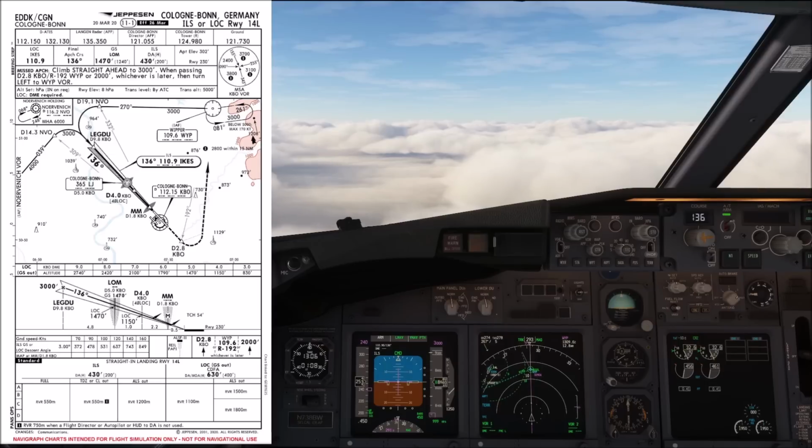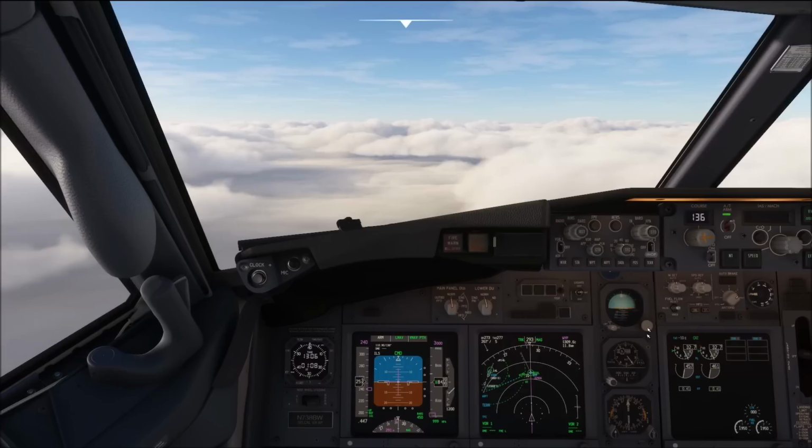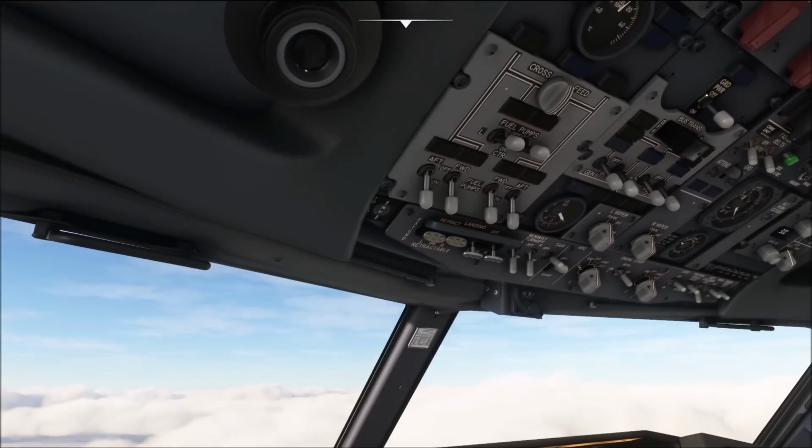And here is the approach chart for the approach that we are going to do. A quick word before we quickly discuss the approach setup. We are about to enter some clouds in the descent. We can see the temperature is minus 10 degrees up here, so let's turn on the engine anti-ice.